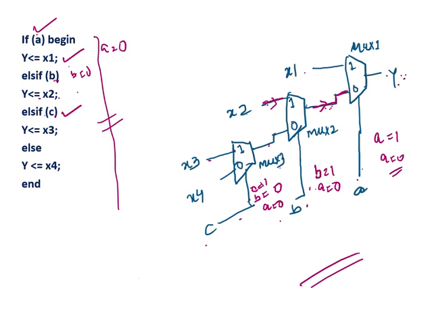Else y equal to x4, that means c equal to 0 and y equal to x4. So this is pure hardware, right? It is a pure combinational circuit. So if-else is a pure combinational circuit, and it is a multiplexer.